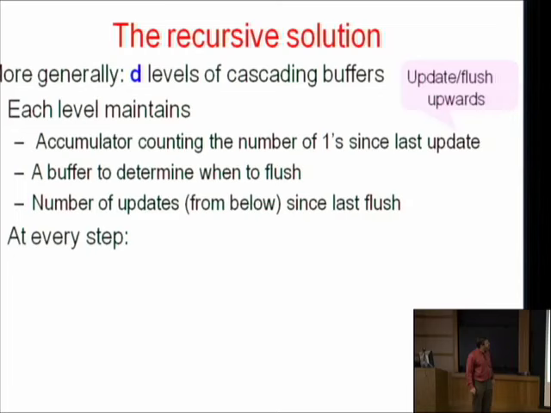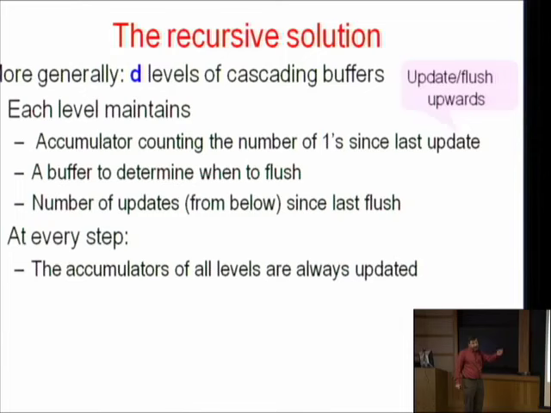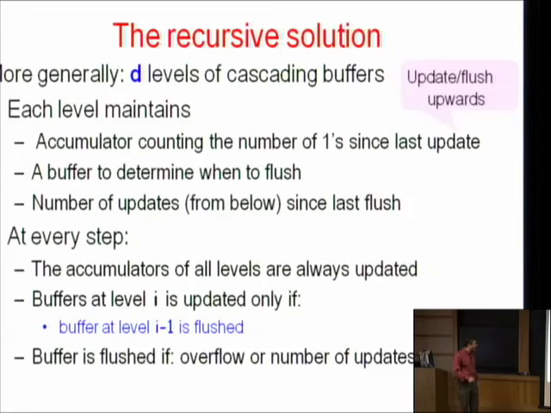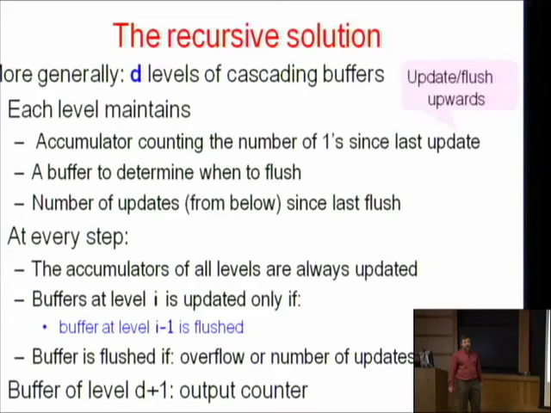At every step, the accumulator at all levels is simply updated. A buffer at level I is updated only if the buffer at level I minus 1 was flushed. And the buffer is flushed if it overflows or if the number of updates from below became too large. And the buffer of level D plus 1 is the output counter. So it is related somewhat to your idea, Moses, of this thing. So you also looked at the slides, I guess.